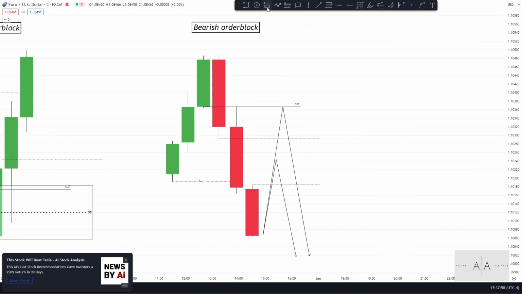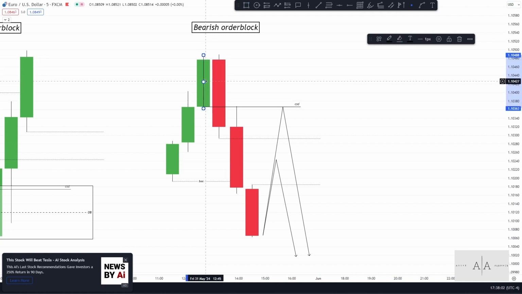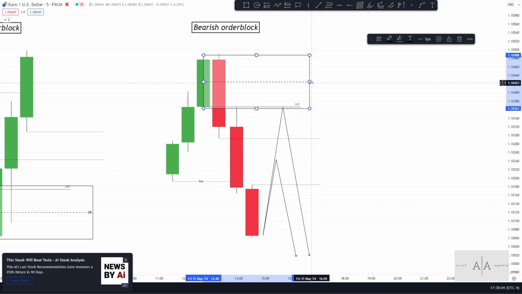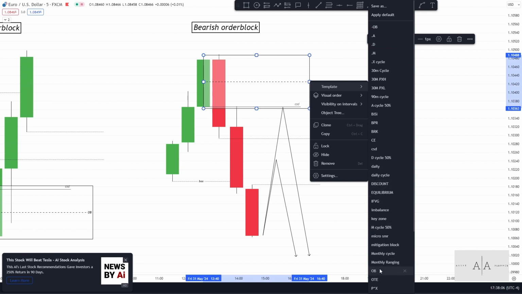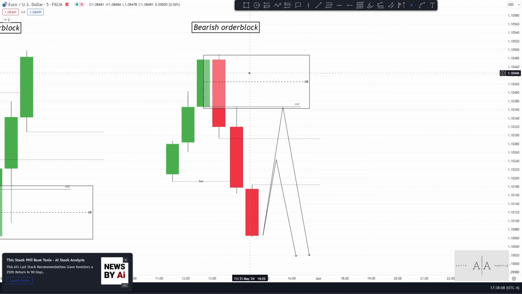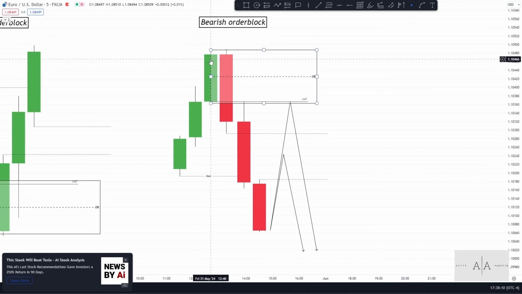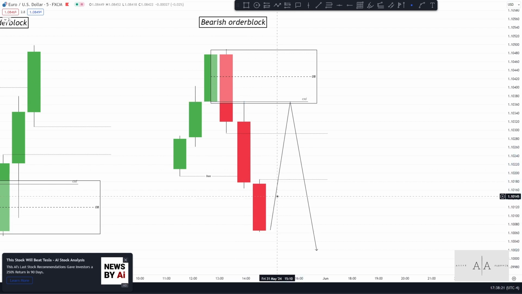Alright, and if you want to use the consequent encroachment, here's the order block. Okay, so here, engulfing, if you wanted to take the low probability order block, you could have gotten into this change in state delivery here and come back down. Okay, now we will be looking at live examples.